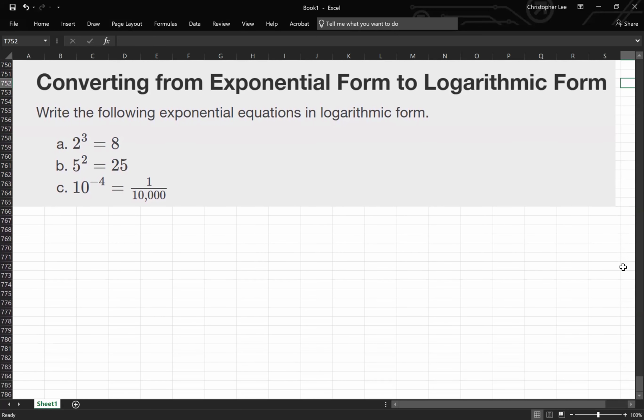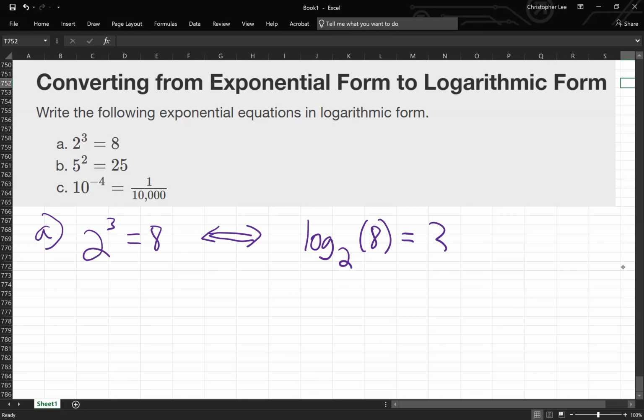Let's switch this up. Let's look at A. 2 to the third power equals 8. I'm going to switch this into logarithmic form. So what am I looking for? I'm looking for log base 2 of 8 is equal to 3. Good. Questions on this? Or are we good? It's the same thing for the rest.